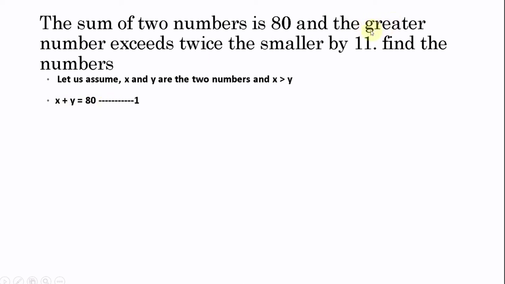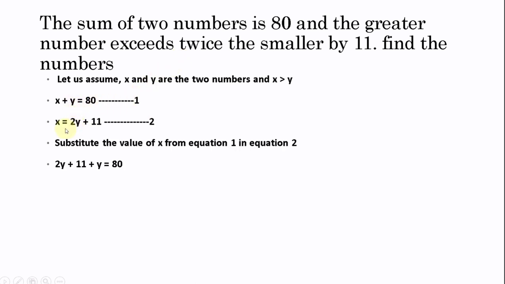Now it is saying the greater number exceeds twice the smaller number by 11. So greater number is x, and twice the smaller number means 2y, and x equals 2y plus 11. Now what I can do here, the value of x from here I can substitute in this. So in place of x I am writing 2y plus 11 here. So 2y plus 11 plus y equals 80.